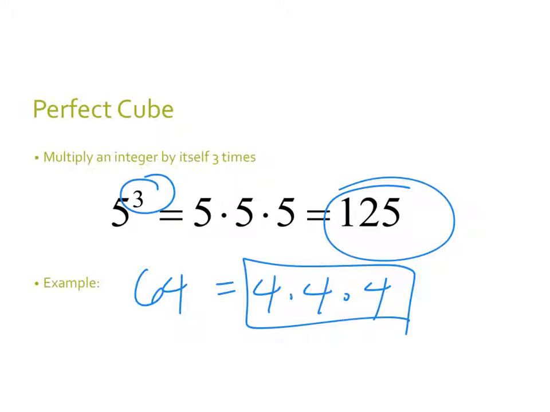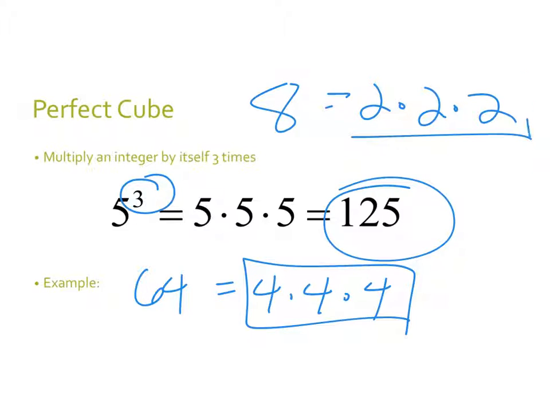Right? Or numbers like 8, because it's 2 times 2 times 2. Notice 3 times that whole cube thing. So 2 cubed is 8.